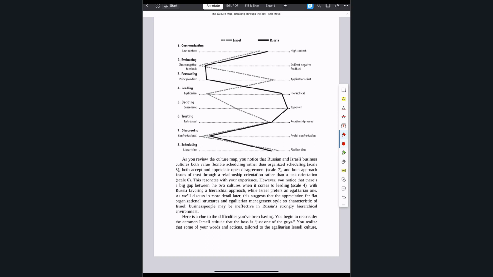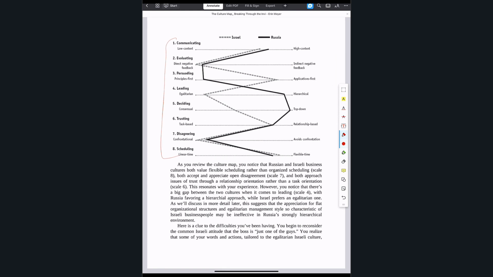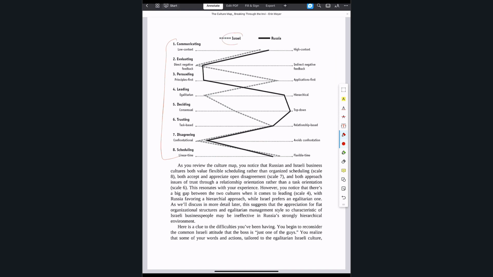We will go through each of these 8 dimensions that Erin Meyer discusses in her book. But let's take a look at this really nice graph that compares these two countries, Israel and Russia, on each of these 8 dimensions. For some of the dimensions, we see Russia and Israel being fairly similar. Both tend to be more high context. In terms of scheduling, they are more on the side of flexible time. They both are on the confrontational side as opposed to the avoiding confrontation side.